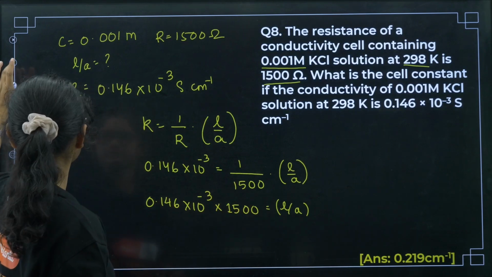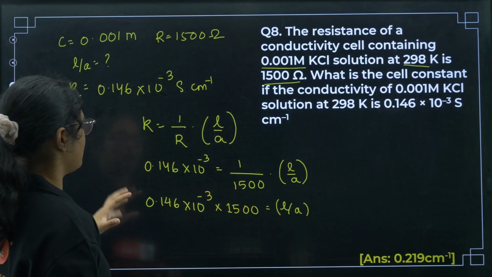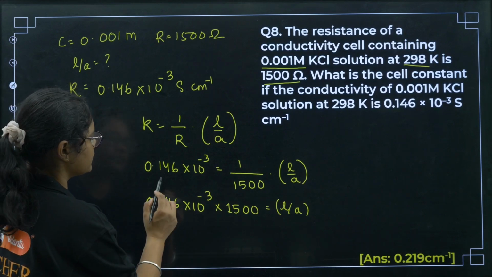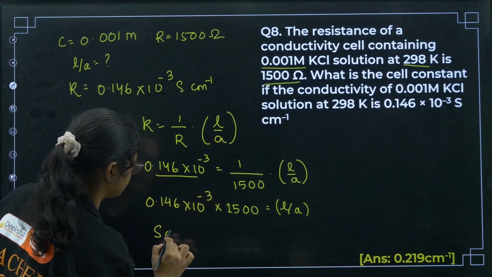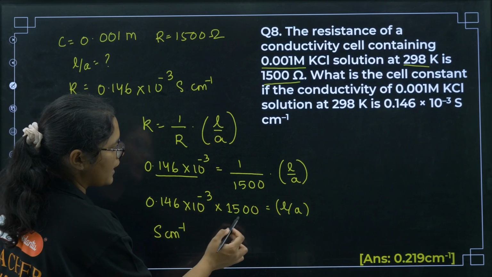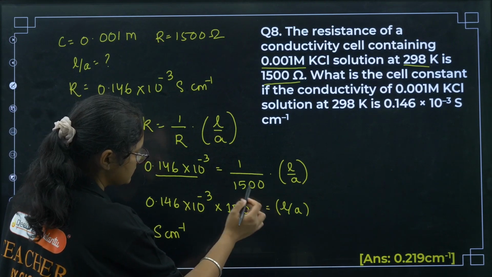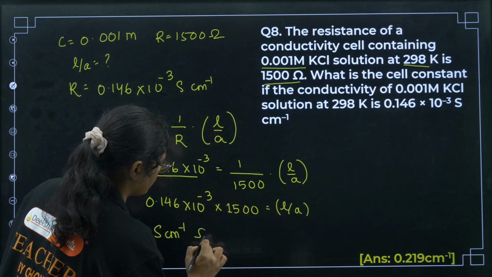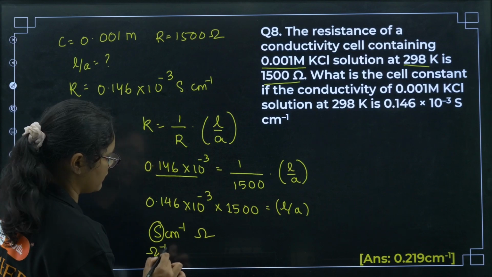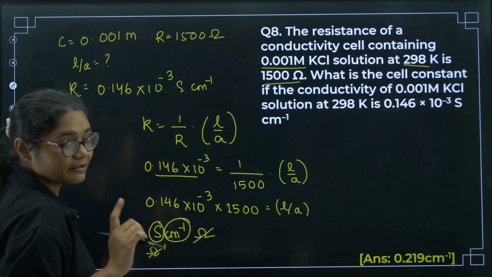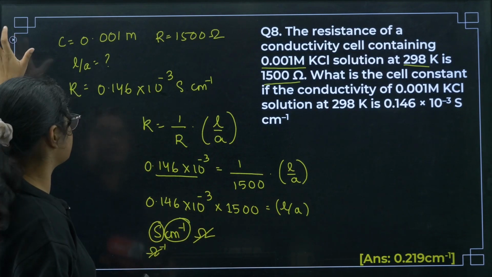Clear? Next, how this unit is coming, if I just see. Kappa value is in S centimeters inverse, and here we have ohm. S can also be written as ohm inverse, so this one will get cancelled, and you are left with only centimeter inverse.